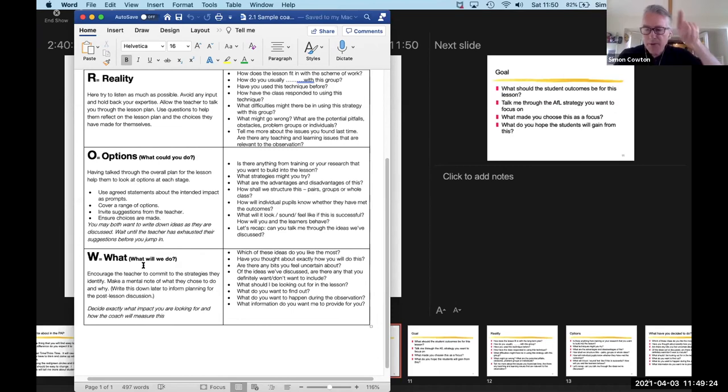Now, this might happen like this. You might cycle through these four different parts of the conversation several times before you arrive at the final what. Okay? It doesn't just go A, B, C, D or G, R, O, W. It goes G, R, G, O, R, O, G, O sometimes. But you end up at W. So what are you going to do?